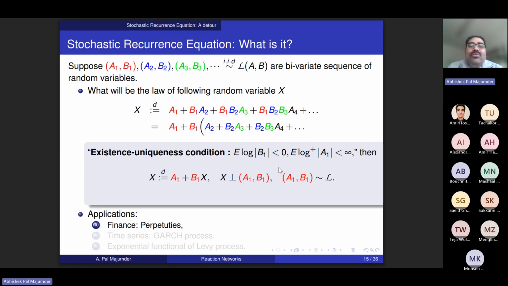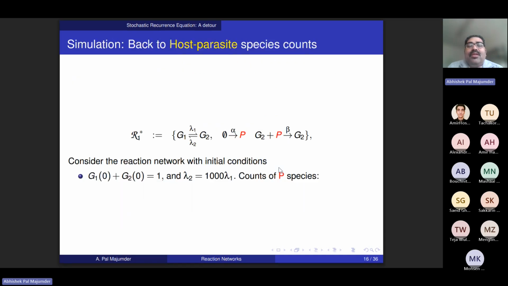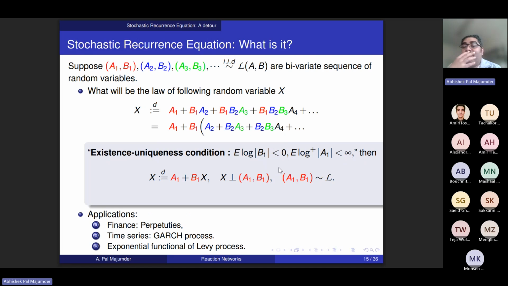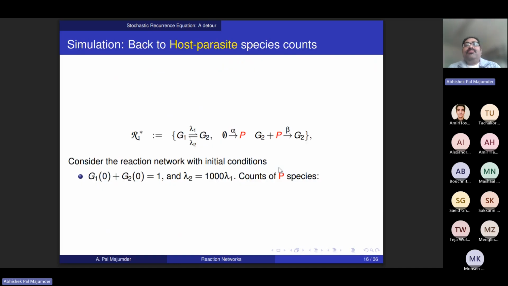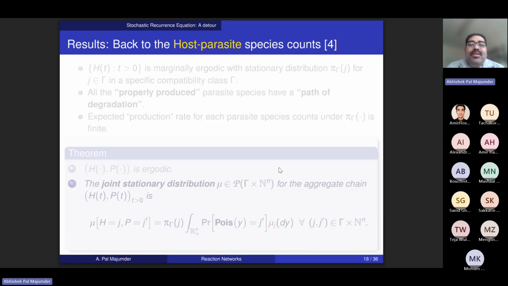And it is also used in a lot of other directions in finance, in GARCH processes, in time series, and also exponential functional of Levy processes. So it is extremely well used in different domains. So now we'll explain. I'll remove this particular thing.